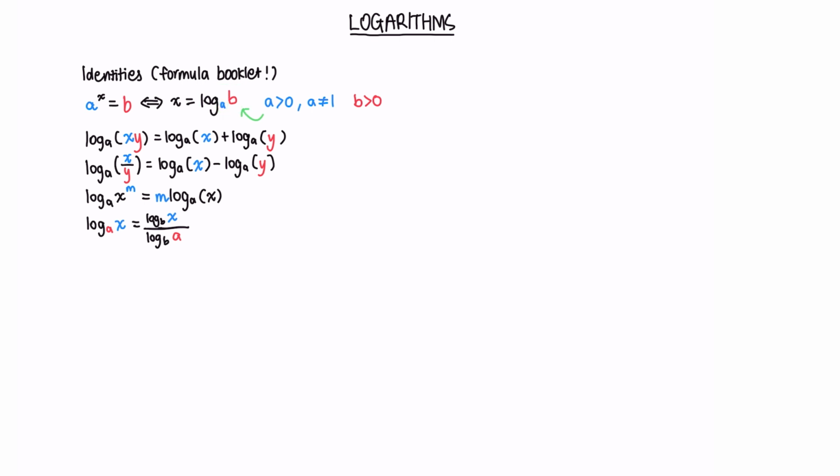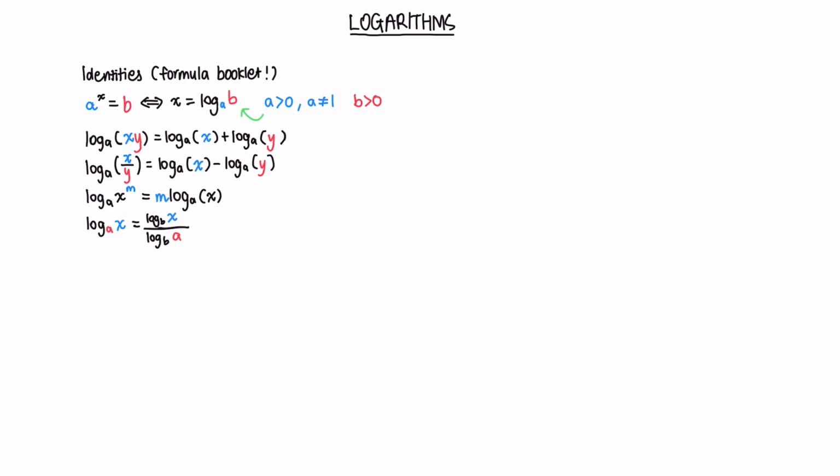Alright, the next thing we have over here is log base a of xy will actually be converted into log base a of x plus log base a of y. So this is kind of like a product to sum. Again, this is in your formula booklet, okay? For the next one, we treat it kind of similarly. A quotient, log base a of x over y, becomes log base a x minus log base a y.